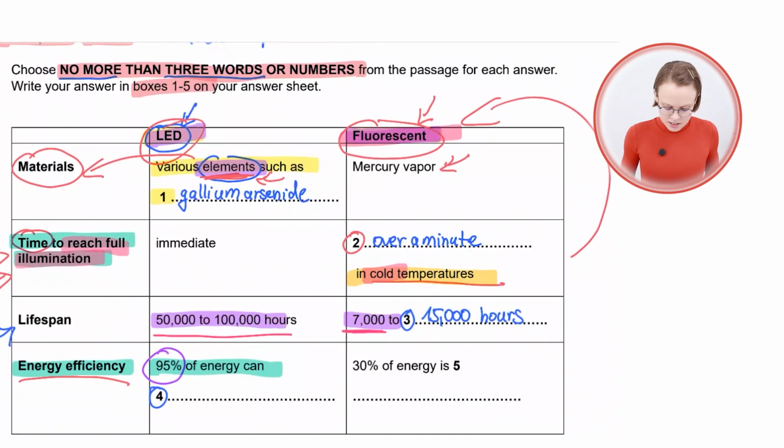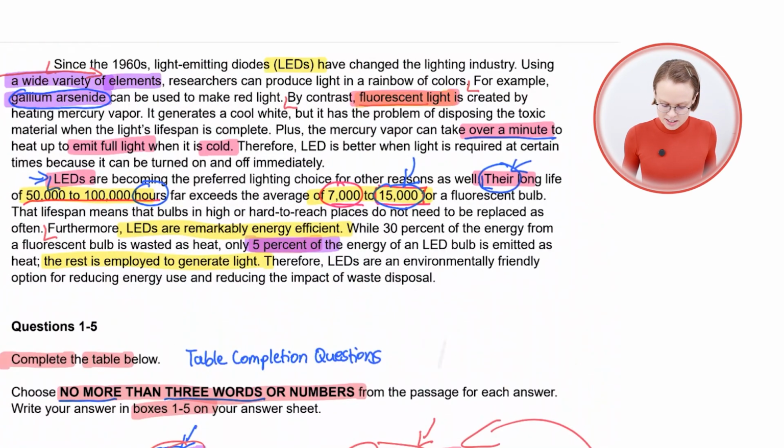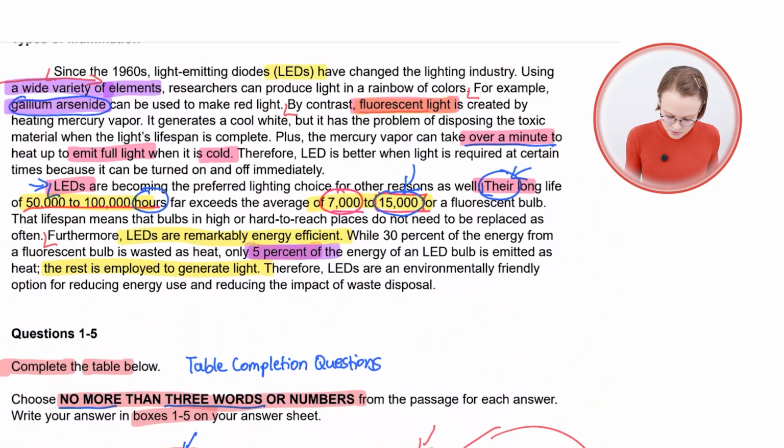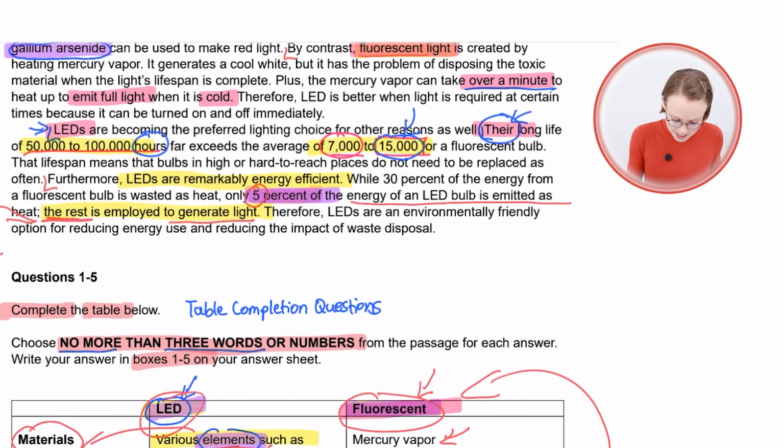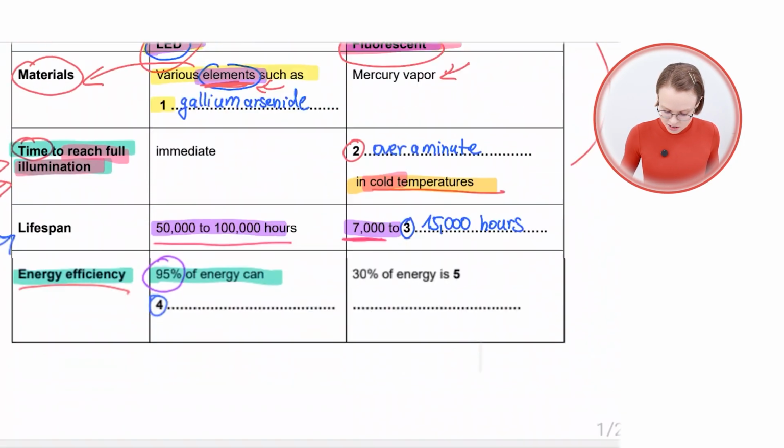So here our table talks about 95%. This number is not in the passage, but the number 5 is. 5% of the energy of an LED bulb is emitted as heat. So what happens with the remaining 95%? The rest, and these are the remaining 95%, is employed to generate light. This is the correct answer. 95% of energy can generate light. This is what we are going to enter.